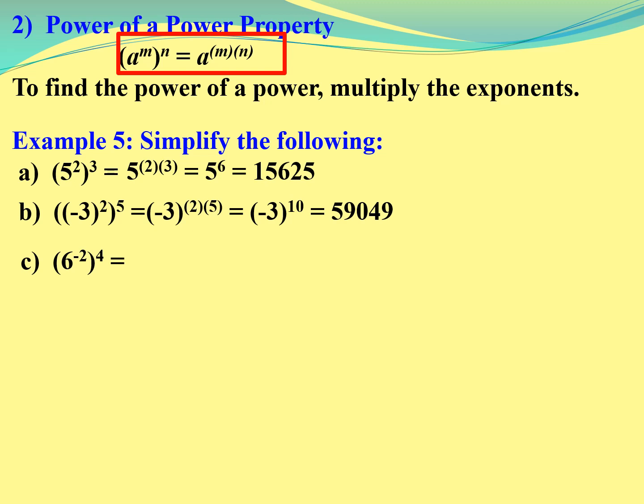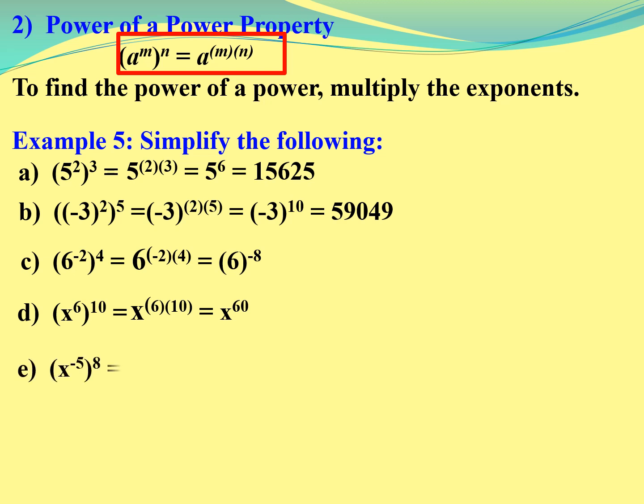Quantity 6 to the negative 2 raised to 4 equals 6 to the negative 2 times 4, or this is 6 to the negative 8. Letter D. X to the 6 quantity raised to the 10 equals x to the 6 times 10 is x to the 60.